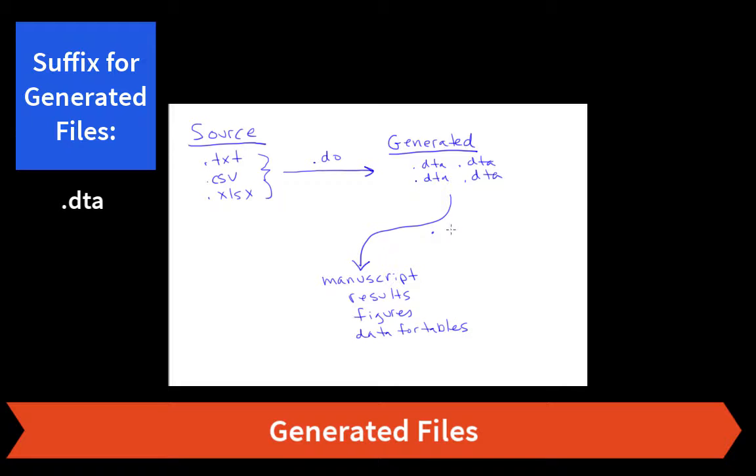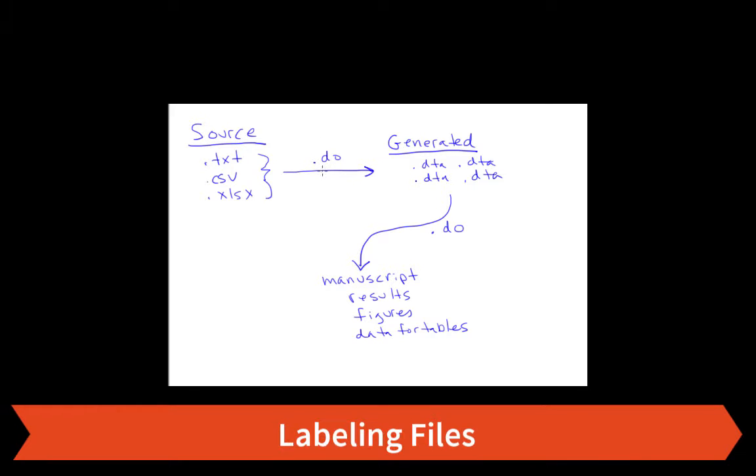There's also a do file, which is used to transform these generated files into a single manuscript file. And each do file of this sort should lead to a single manuscript. So how do you distinguish these two different types of do files? Well, you want to actually label them in a very consistent way. So each of these files will be labeled as such.